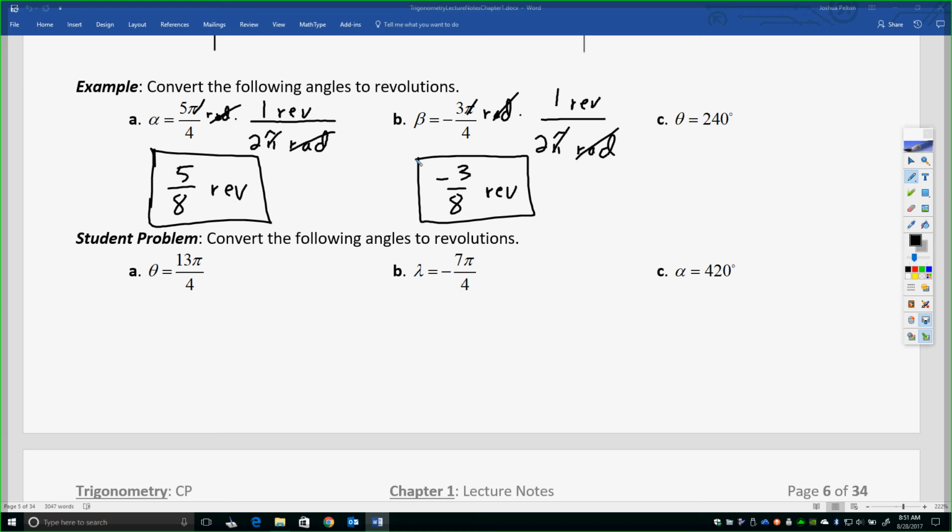The last one is 340 degrees. One revolution is all the way around, so that's 360 degrees. Here, the degrees will cancel, and that leaves me with 2/3 of a revolution. So we almost made it all the way around, but we're a third short. Take a second, try the student problems.